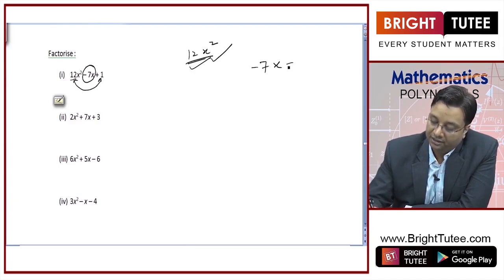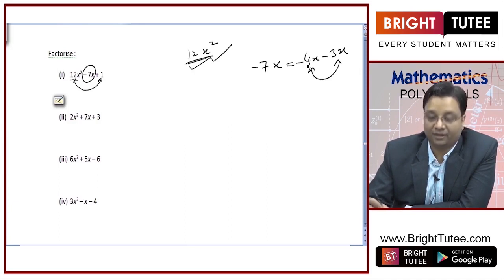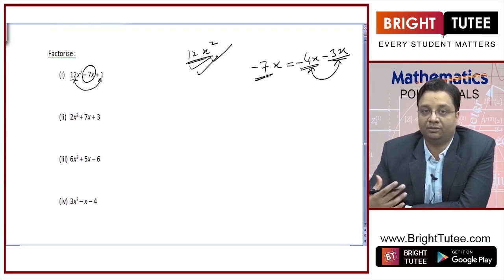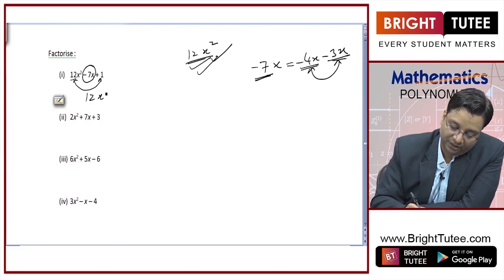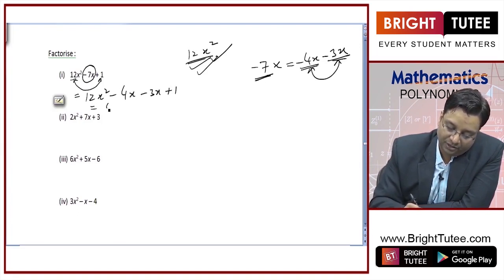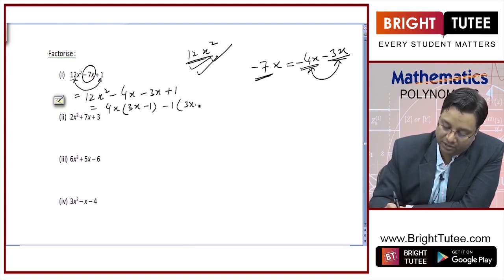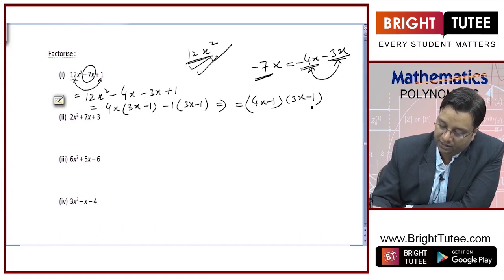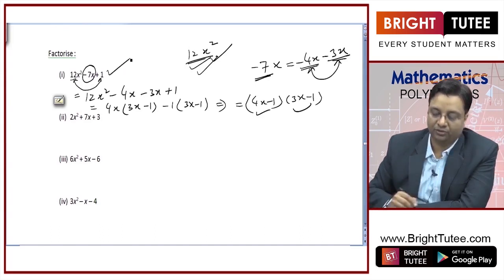Minus 7x. If I write it as minus 4x minus 3x, their product is 12x square and their sum is minus 7x. This is the crux of middle term splitting. So I'll write it as 12x square minus 4x minus 3x plus 1. So 4x if I take as common, I'll have 3x minus 1 here, minus 1, 3x minus 1. So this will give me 4x minus 1 into 3x minus 1, and these are the factors of this quadratic polynomial.